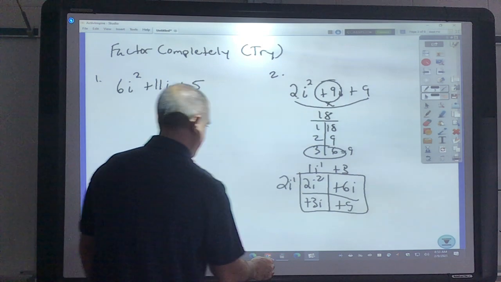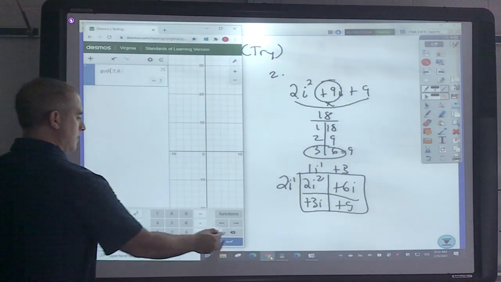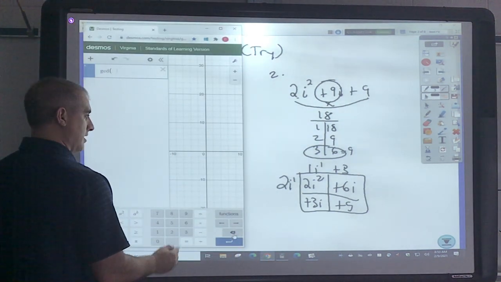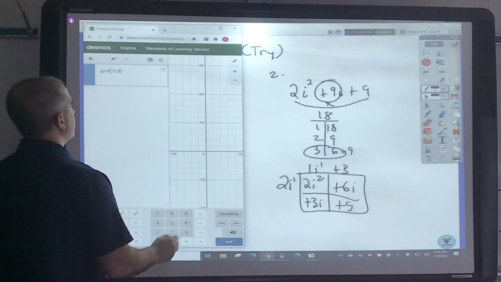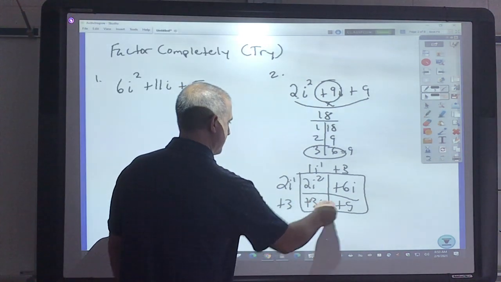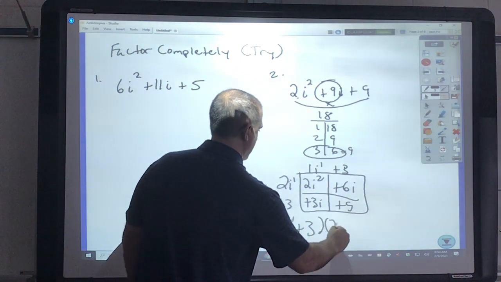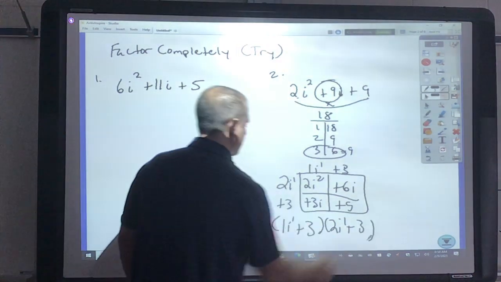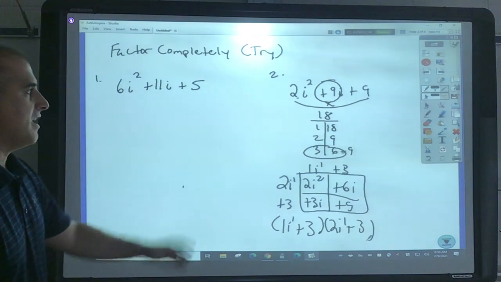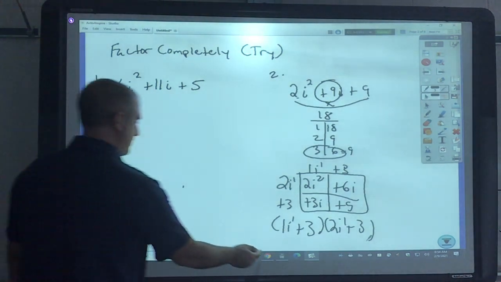Okay, I want to go this way. I got 3 and 9. It's going to be 3. This does not have an i, so that's 1i to the first plus 3, 2i to the first plus 3. It does not matter which order you put the final factors in. So let's do this one.